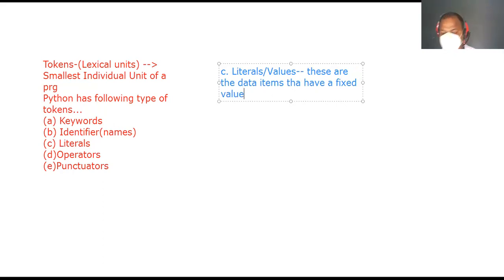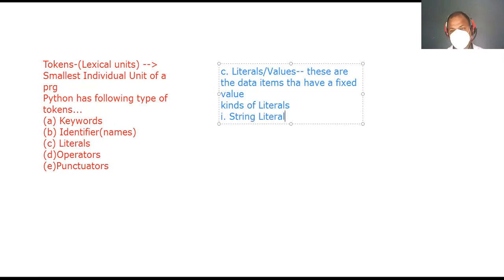What is 5? 5 is the literal. Here I am talking about the numeric literal. So the next topic is kinds of literals in Python. Let me write it here. Use a different notation, because otherwise it will confuse us. So the first one is string literal.